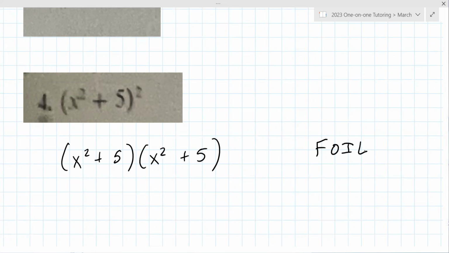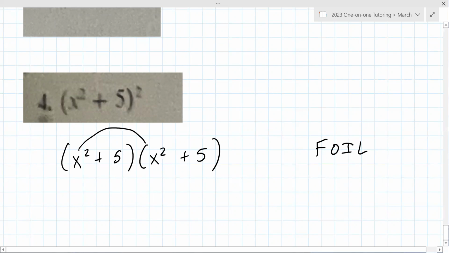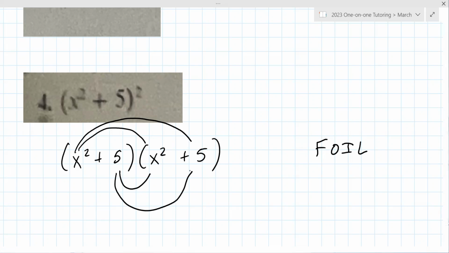Yeah, it's... I forgot what it stands for. First, times the first. O is the outside, so the x squared times the 5. And then last. Yeah, and then the last. And the O and the I generally combine.